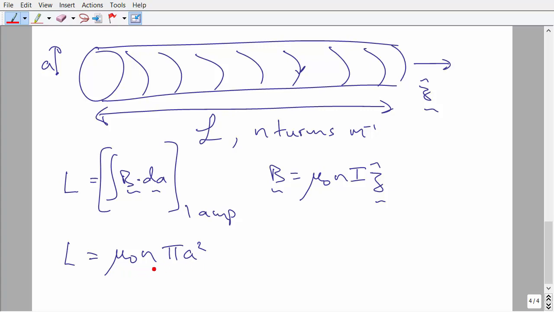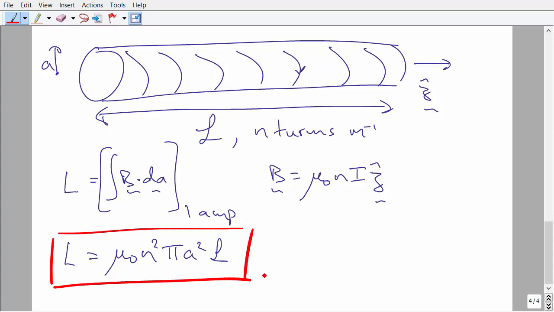This would be the inductance for just one of the coils here, but in fact we have many coils, and the number of coils that we have is going to equal the number of turns per unit length multiplied by the length of the solenoid. So we've got to multiply this by another factor of n and by the length. So let's do that. Okay, and there is our completed calculation for the inductance of the solenoid.